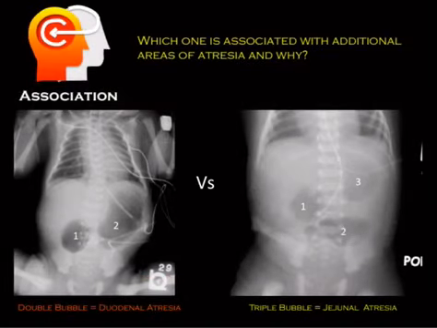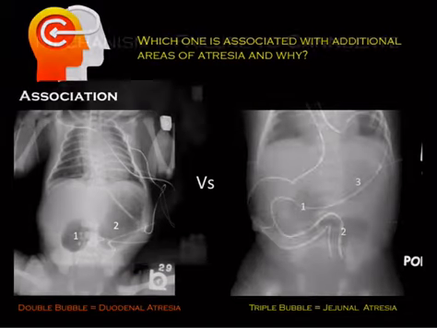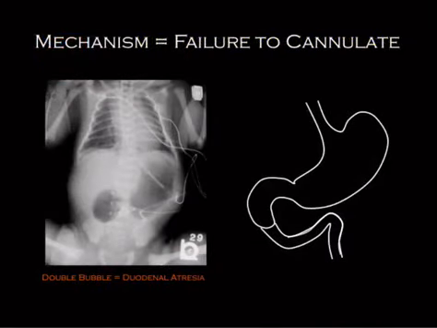All right, so which of these is more associated with additional atresias and why? So let's talk about the mechanisms for duodenal atresia and the mechanisms for jejunal atresia. The mechanism for duodenal atresia is a failure to cannulate. Well, what does that mean? So when you start out as a blob of cells, your tubular organ, your bowel, is solid, and then you have an apoptosis thing that goes on where it basically rotor-rooters out the middle. Well, if that fails to happen at a certain point, you end up with something like that. So that's your duodenal atresia.